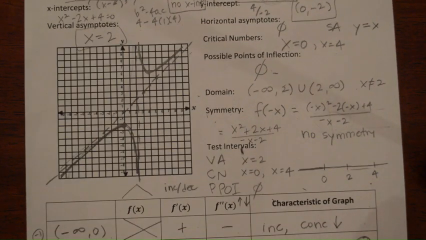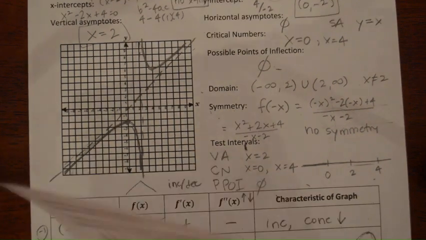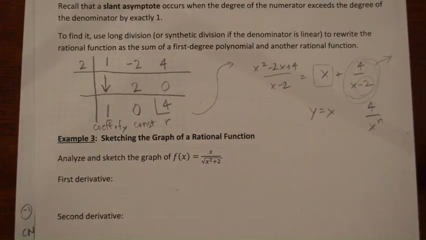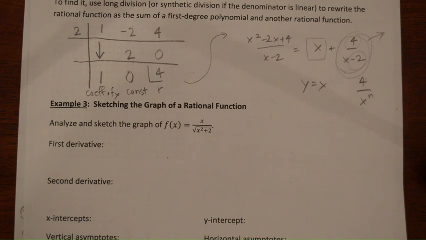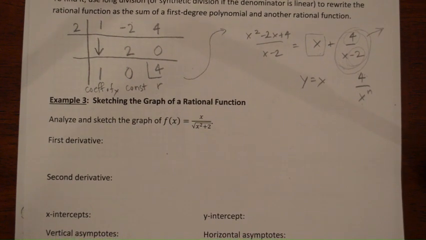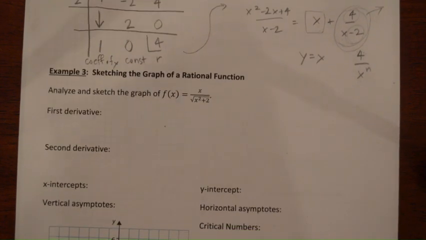All right. So again, next page, we've already filled that part in because we needed to find that slant asymptote for the function that we just did. Okay, let's look at example 3.